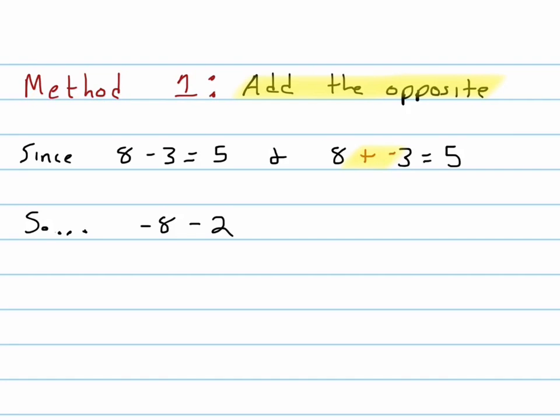Method 1. Add the opposite. This is probably the easiest way if you can do this, and then you would just keep your rules from addition, where same signs add. I should have that written, hold on. Alright, so same signs add, different signs subtract.